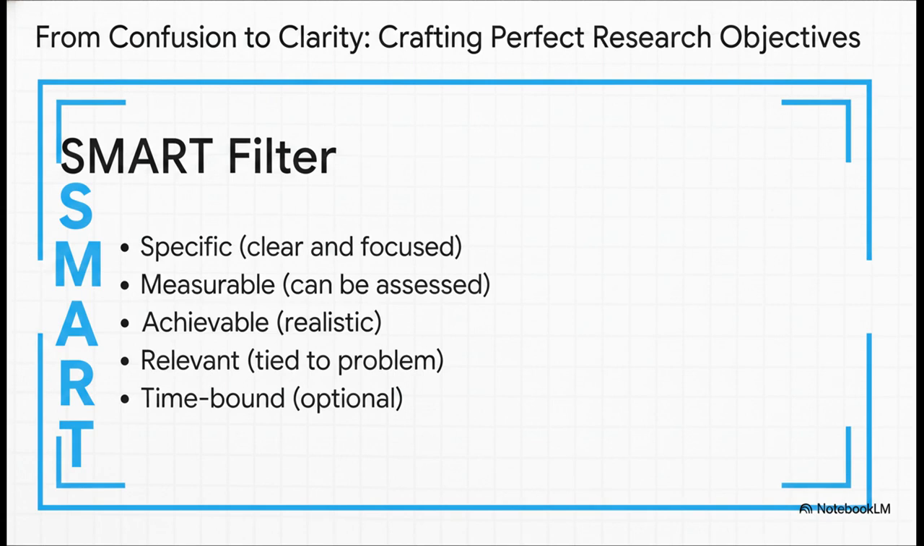So think of the SMART criteria as a strict quality control filter for your objectives. Specific means it's super clear and focused. Measurable means it can actually be assessed with real data. Achievable means it's a realistic goal for the scope of your work. Relevant means it ties directly back to that sharpened problem. And time-bound, while sometimes optional in academic research, is incredibly useful for keeping the whole project on track.